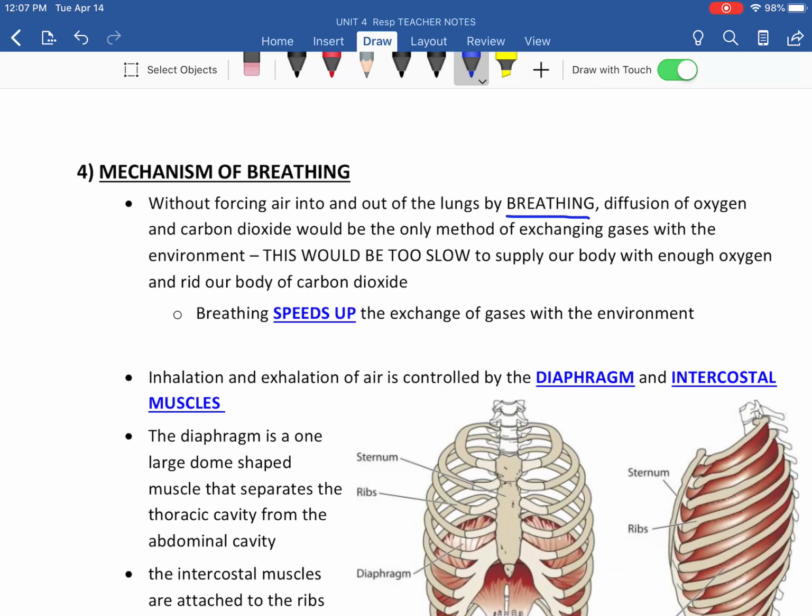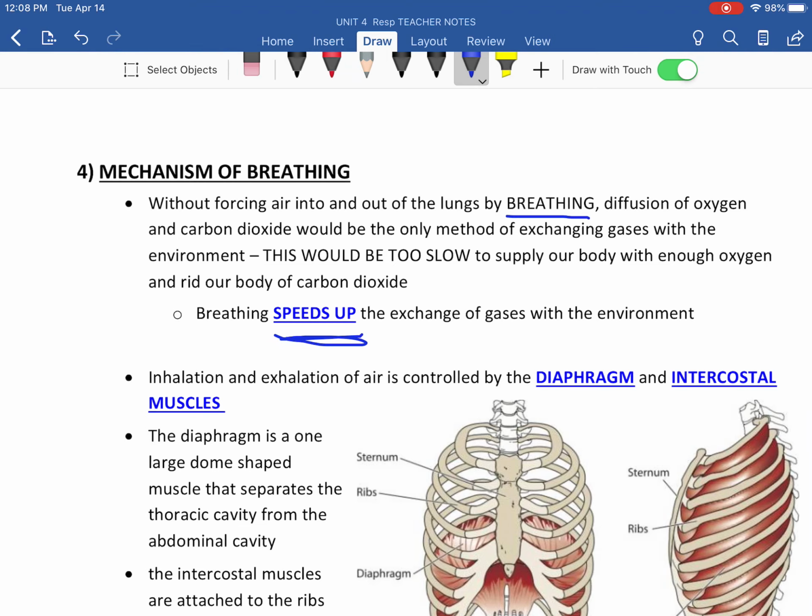Now, if we just allowed diffusion to take place at its natural pace, this would be way too slow to supply our cells with all the necessary oxygen and to get rid of carbon dioxide fast enough. So that's where we need to have a bit of forced breathing in order to speed up this gas exchange process with the environment.